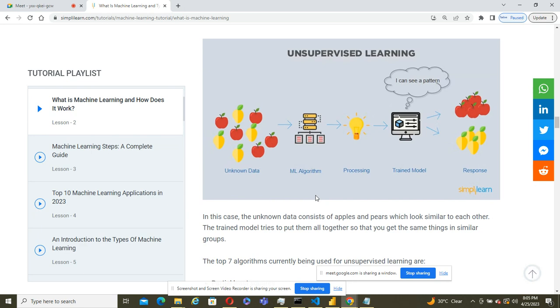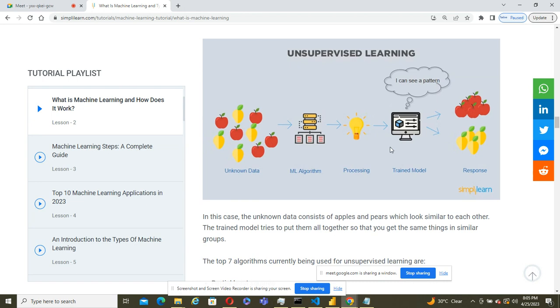So for unknown data here, we have a mix of fruits. We have apple, mango, and a whole lot. We are building the same AI. Now, we give it to our model, give it an algorithm, and it starts processing it. It trains itself and says, okay, I can see a pattern here. What pattern does it see? The pattern the model sees is that some of the fruits are the same kind. Some of the fruits are different.